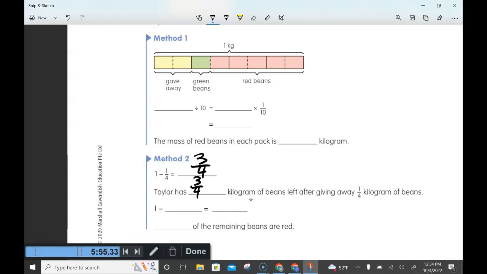All right, so we can see also that we have 1/6 of the remaining beans are green and the rest are red. So we got to break this problem down. So we have 1 total pack, 1/6 we can see are green, and then the rest are red. So we have 5/6 here. So how many of the remaining beans are red? 5/6 of the remaining beans are red.